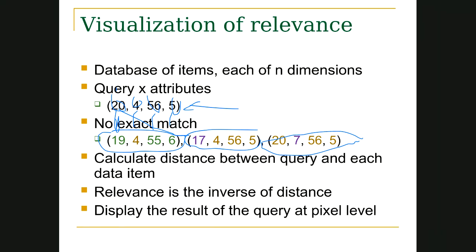I don't really understand what they gain from it, but they go ahead and say, we're not going to use the distance, we're going to use the inverse. We're going to do 1 over distance, and they call that relevance. So the smaller the distance, the higher the relevance. And then you want to display this at pixel level.